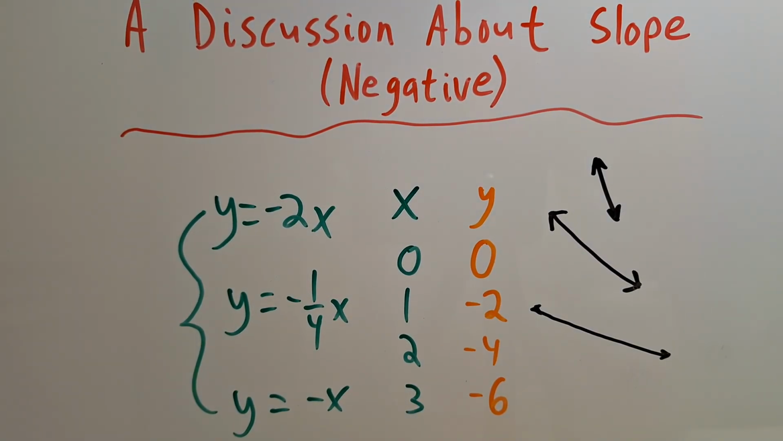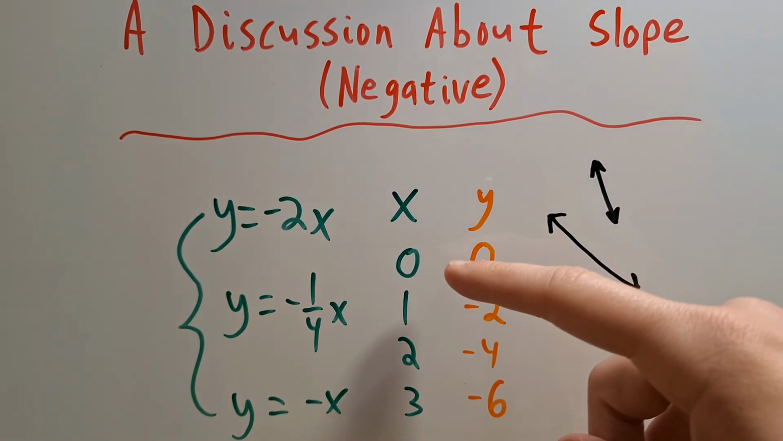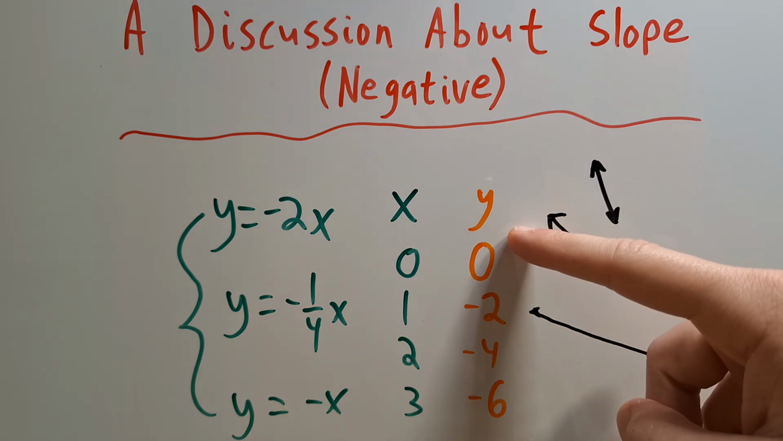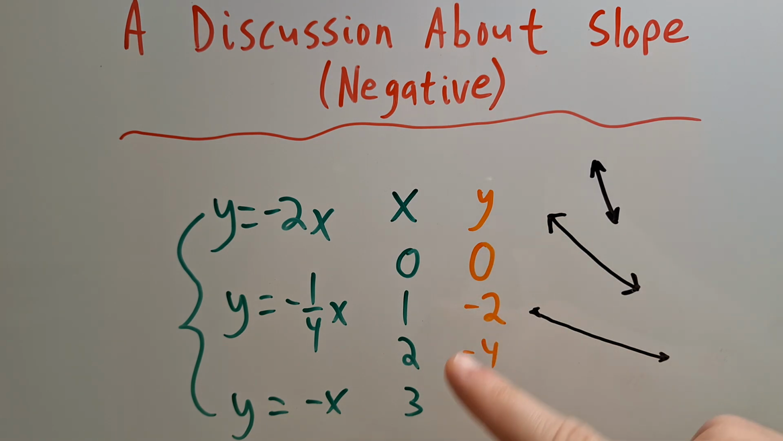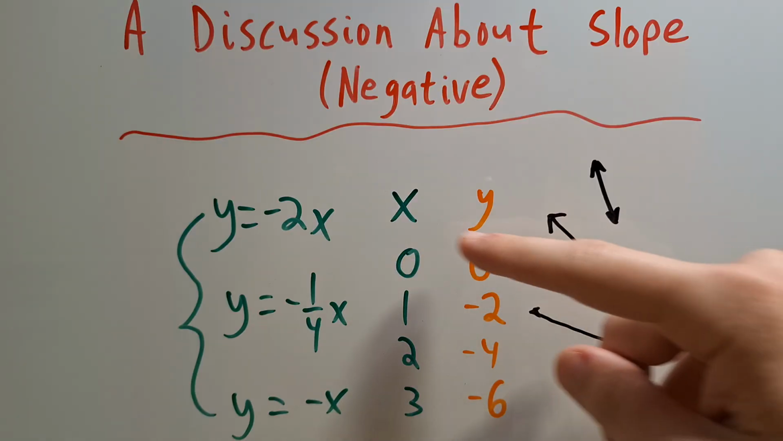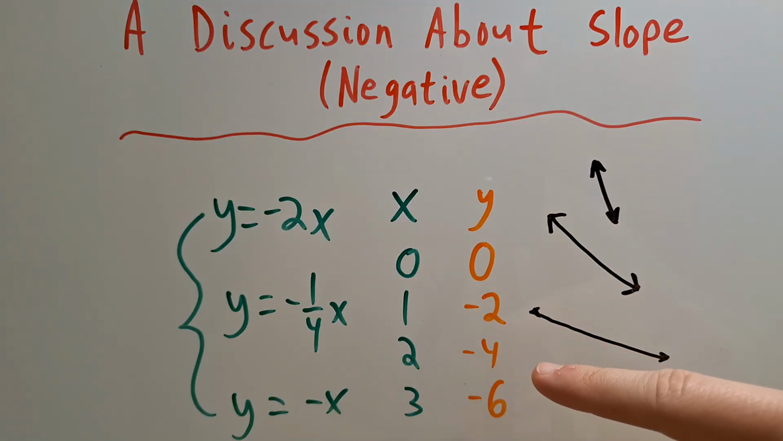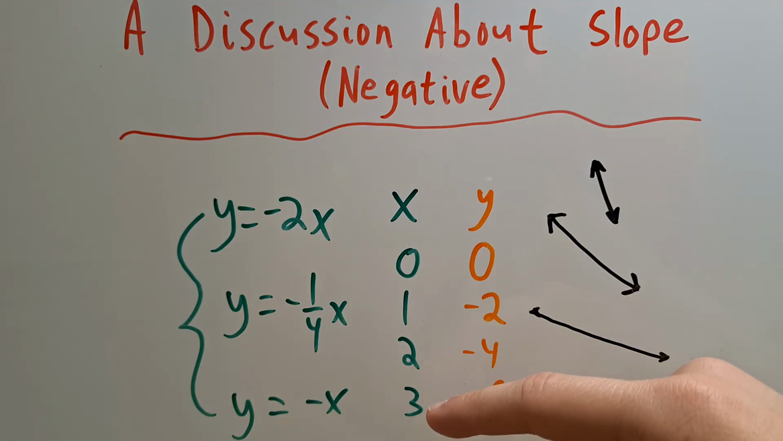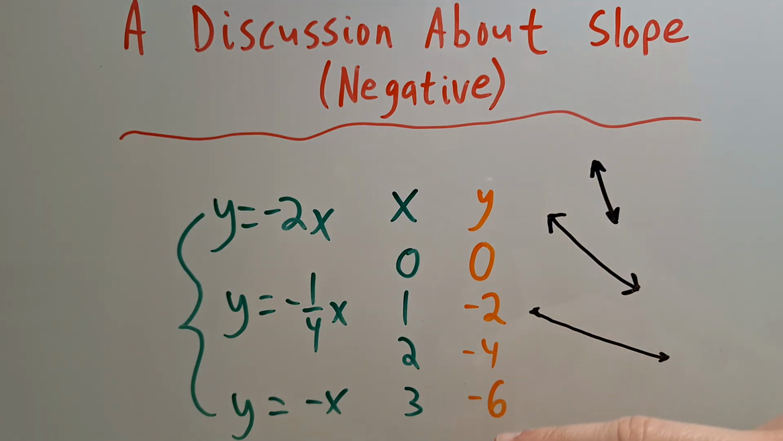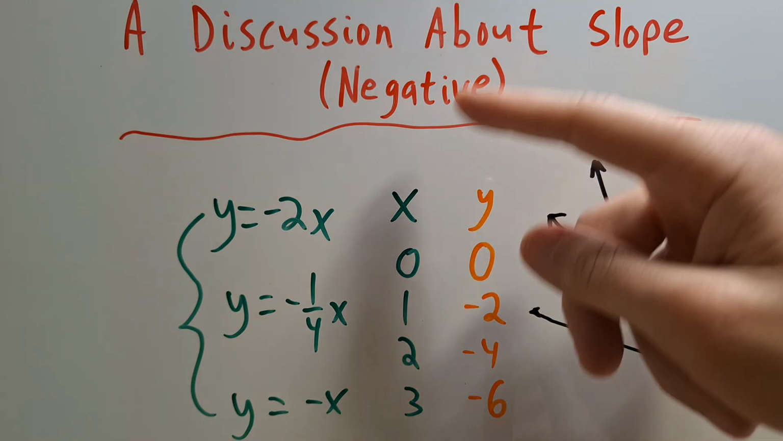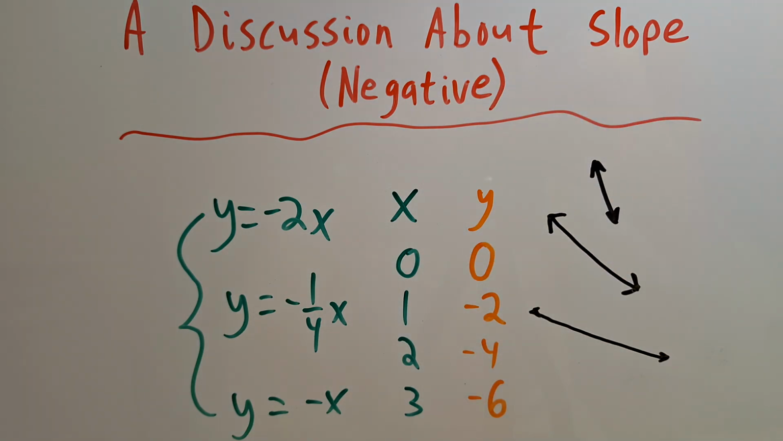So again, as the value of x increases, the value of y decreases. And if we were going in the other direction, as x decreases, y increases. So these will do the opposite. In comparison to positive slope, where as x increases, y also increases. And then as x decreases, y decreases. That was for positive slopes.